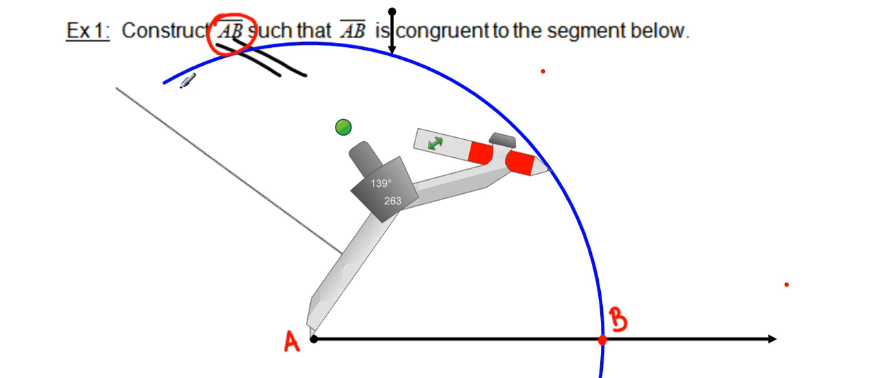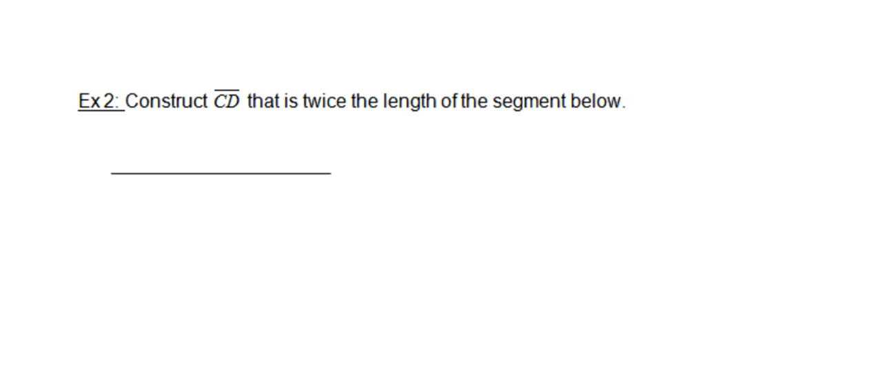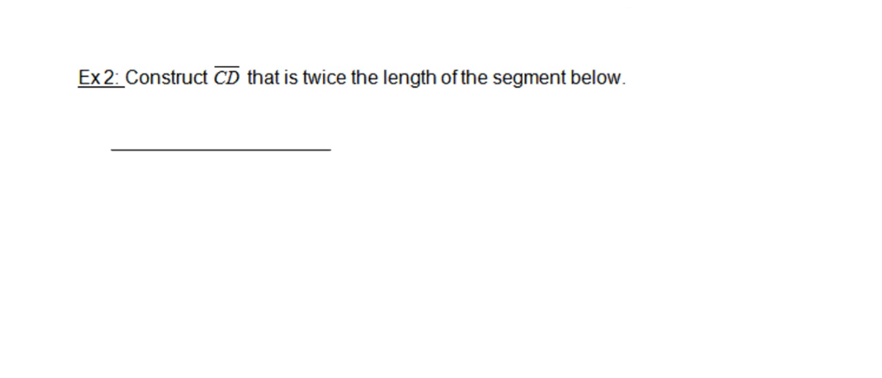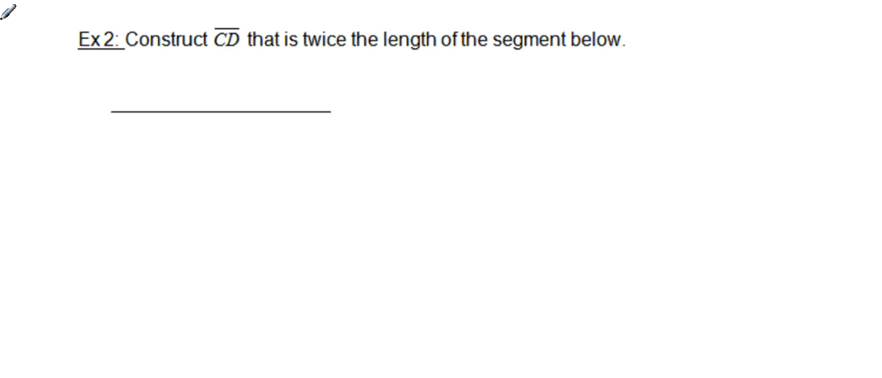All right, so an important thing we learned from that: leave your arc marks on the paper, and use your compass as your measuring tool. With that in mind, I'm going to proceed on to the second one, which says construct a line segment CD that is twice the length of the given line segment.